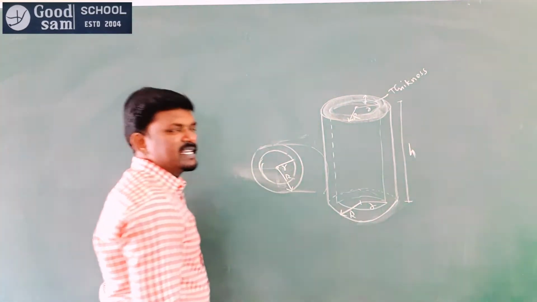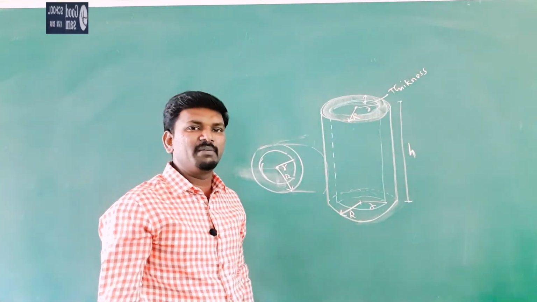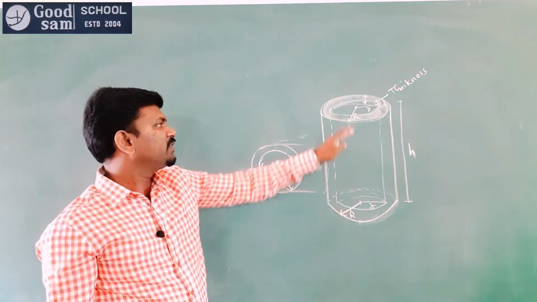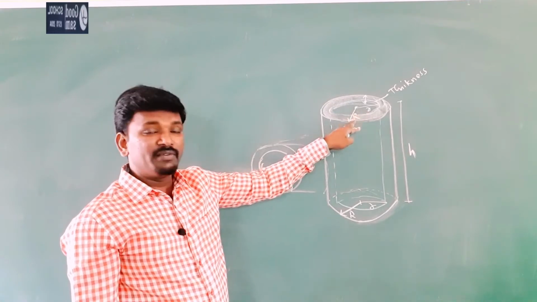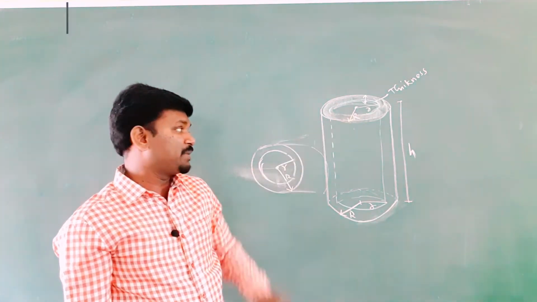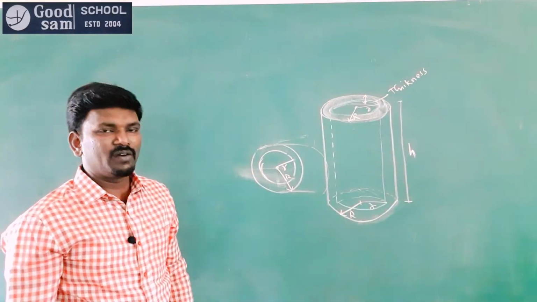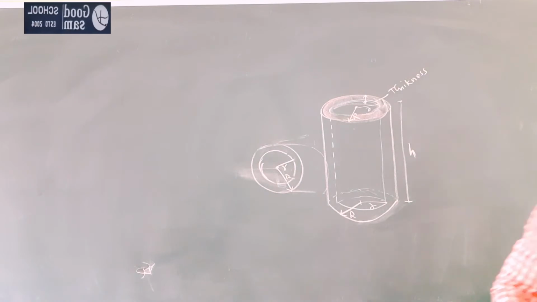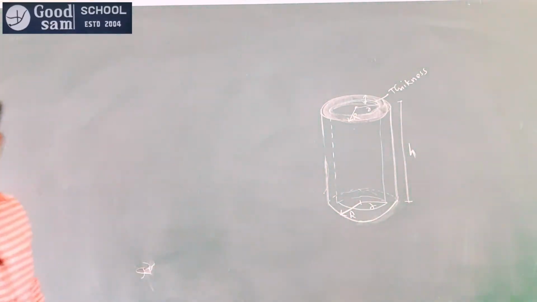The inner radius will be smaller than the outer radius. The outer radius will be a little larger than the inner radius. We represent the inner radius by small r, and the outer radius by capital R, and the height will be the same, that is h. Okay, clear? This is the actual shape of the hollow cylinder.